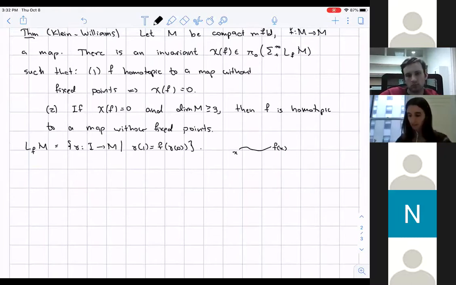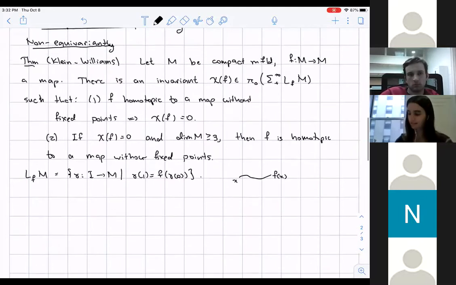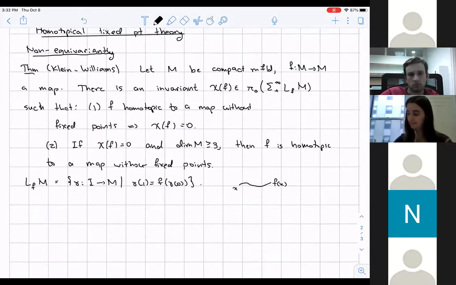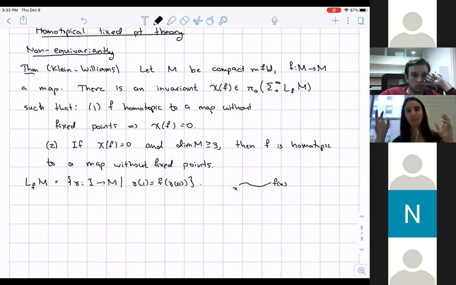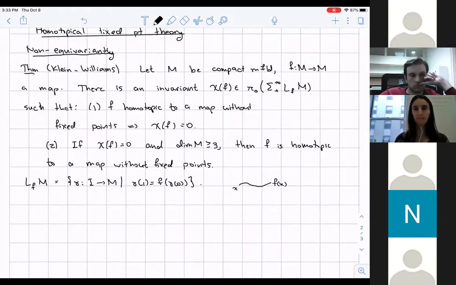Okay. So let me say what happens equivariantly. Oh, sorry, go ahead. Are there known counterexamples for dimension 2? Yeah. There's an example with the surface of genus 2, where you have maps for which this invariant agrees, but you can't remove the fixed points, and it has something to do with passing to the universal cover and doing something there. But yes, there are counterexamples in dimension 2. Thanks.